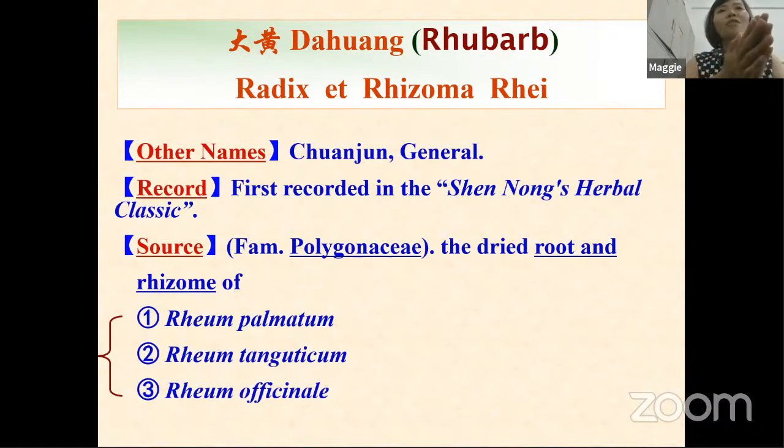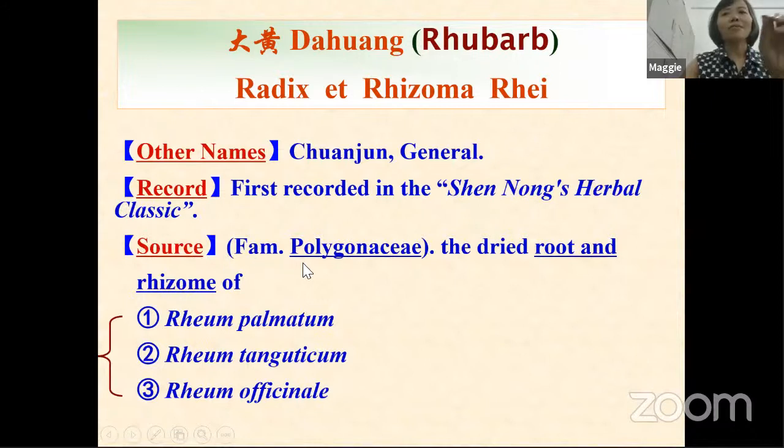Sometimes we call rhubarb the general, or Jiang Jun. Why do we call it general? Rhubarb is known as a general because of its powerful effect. So it is called general. It was first recorded in the Shennong Bencao Classic. Biological source.